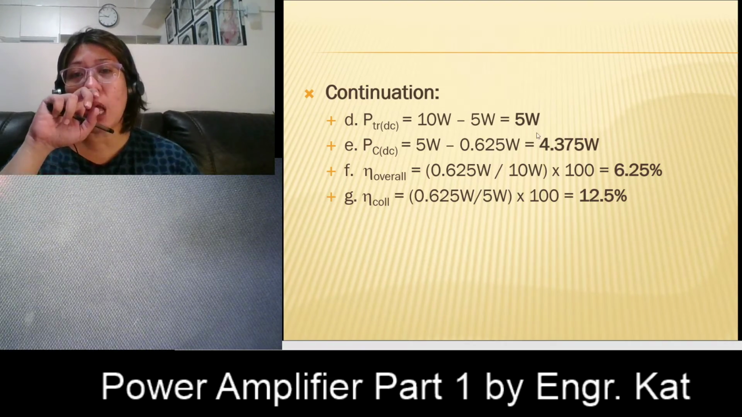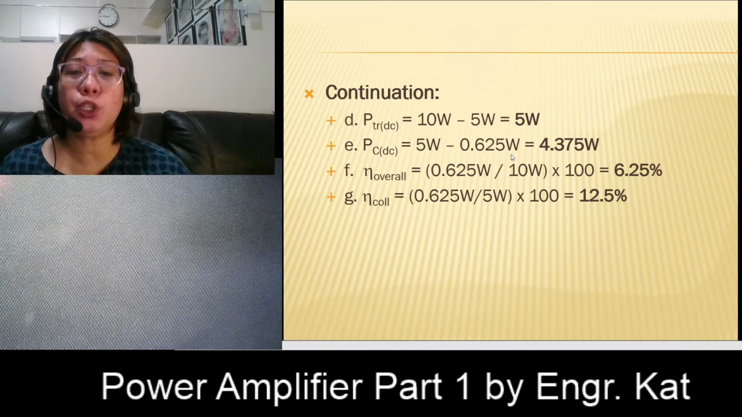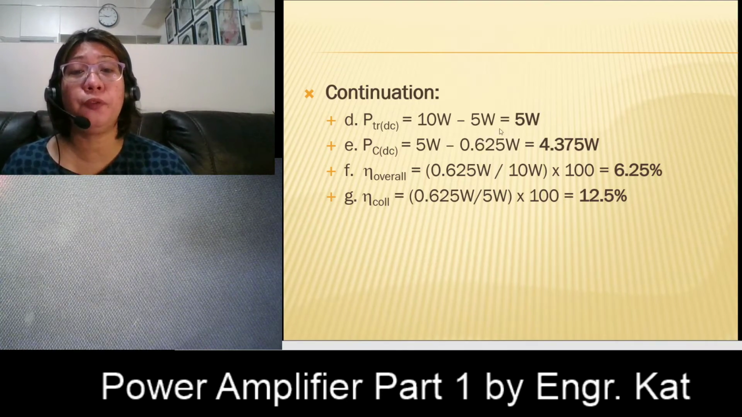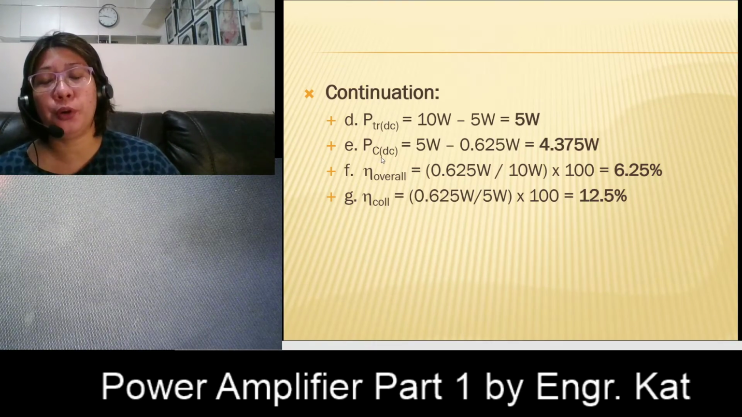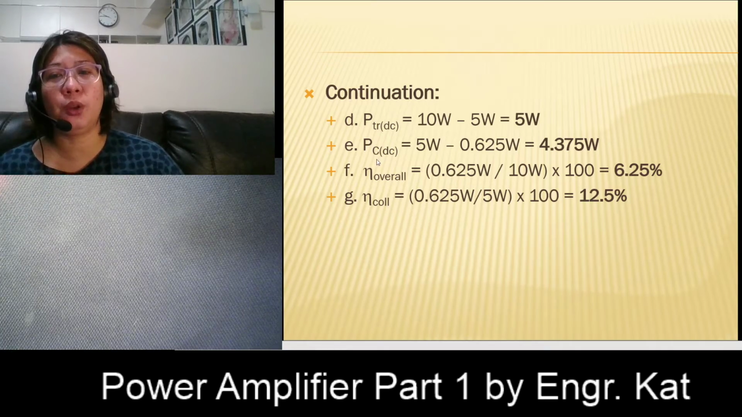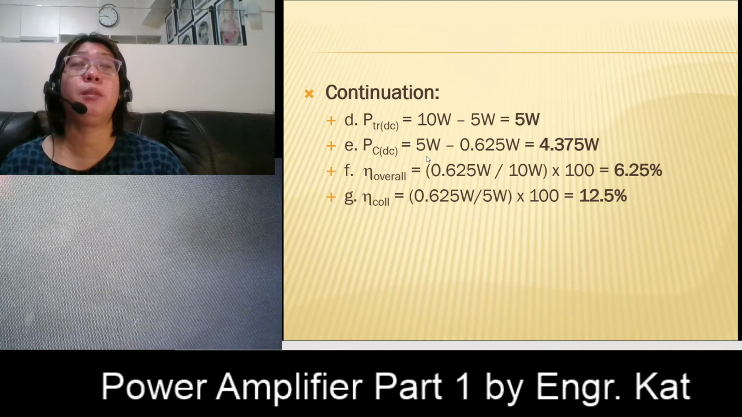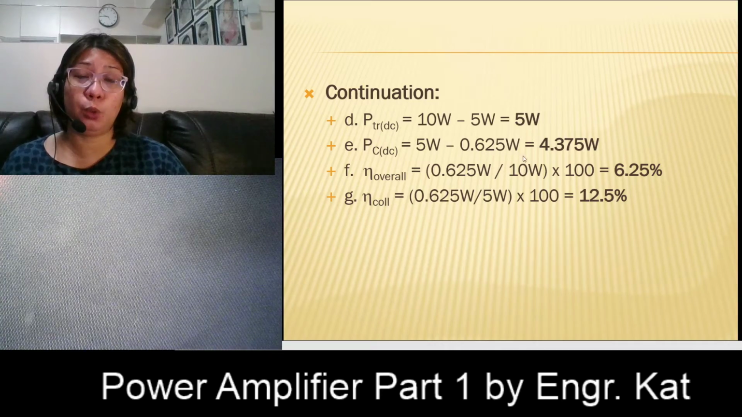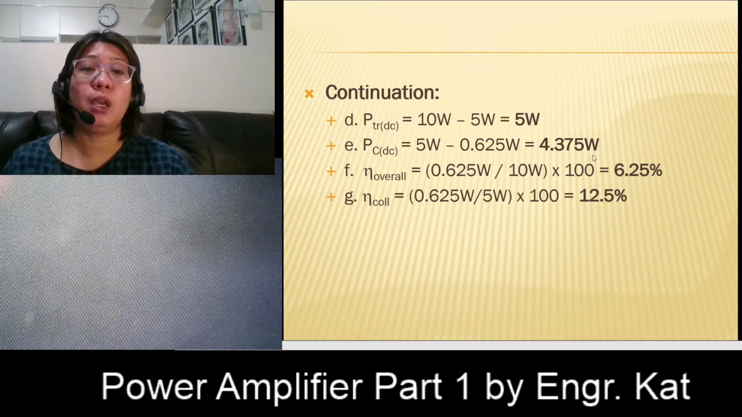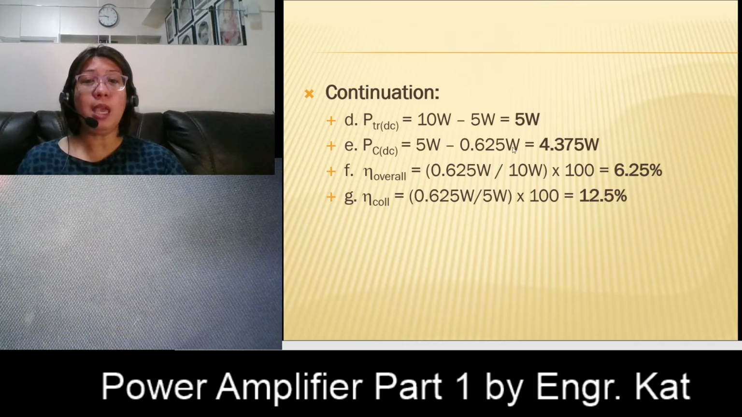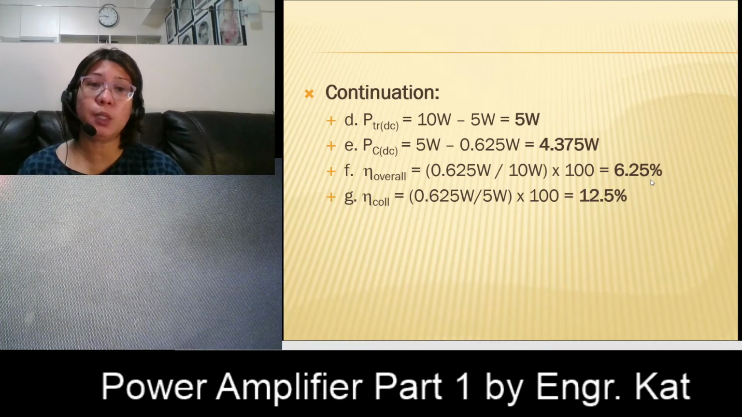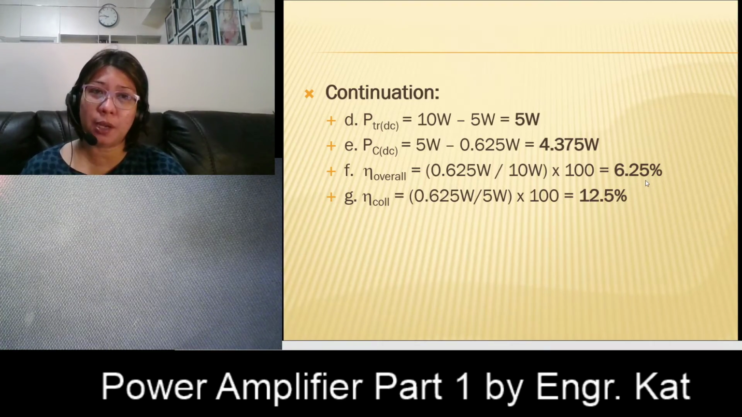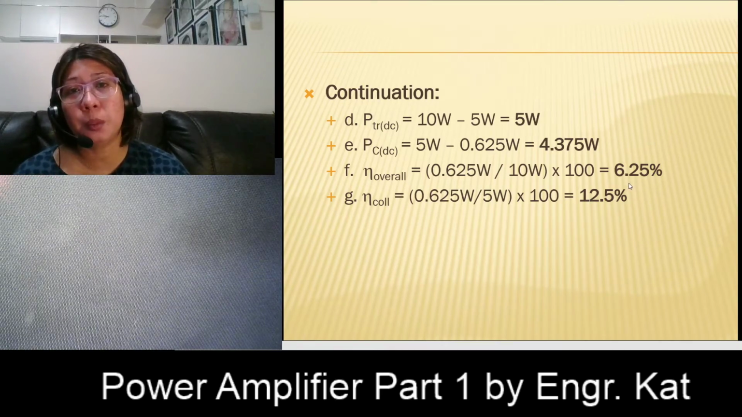Okay? And since out of this 5 watts, 0.625 was converted into AC, the power dissipated by your collector or your transistor in the collector region is simply the difference between 5 watts and 0.625, and this is 4.375 watts. Okay, so in getting the overall efficiency, that is 0.625 divided by 10, so that will only give us 6.25%. Okay, very, very low, but expected.